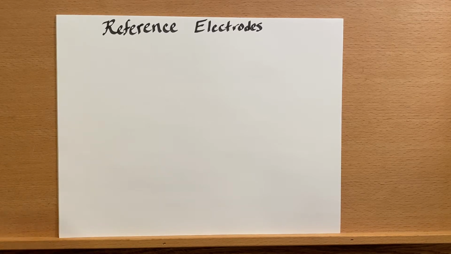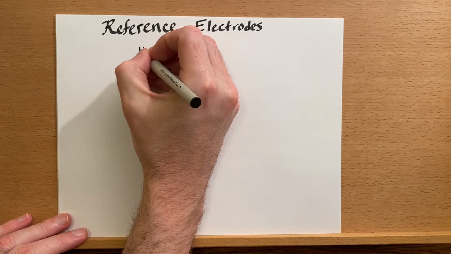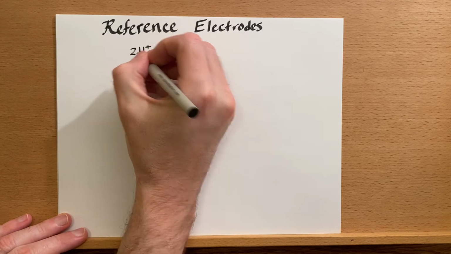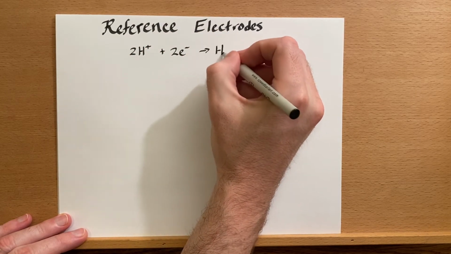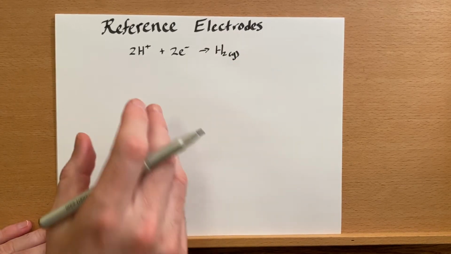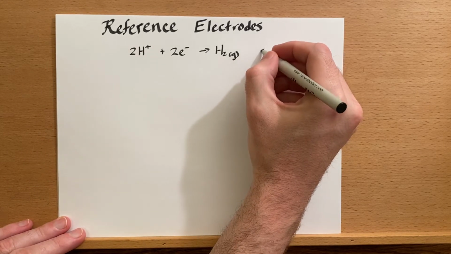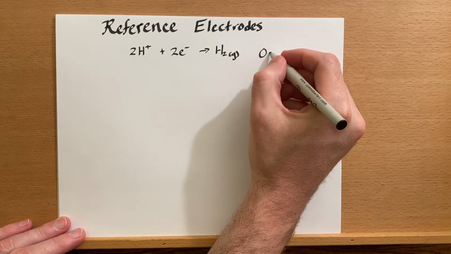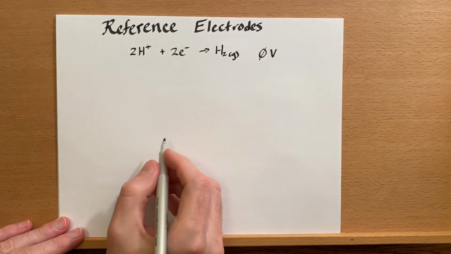And we made an electrode that involves the reduction of H plus into H2 gas. Let me just write the reaction right here. We have 2H plus plus 2 electrons goes to H2 gas. And we have just chosen that this reduction reaction will have a potential of 0. We'll draw a little line through there.